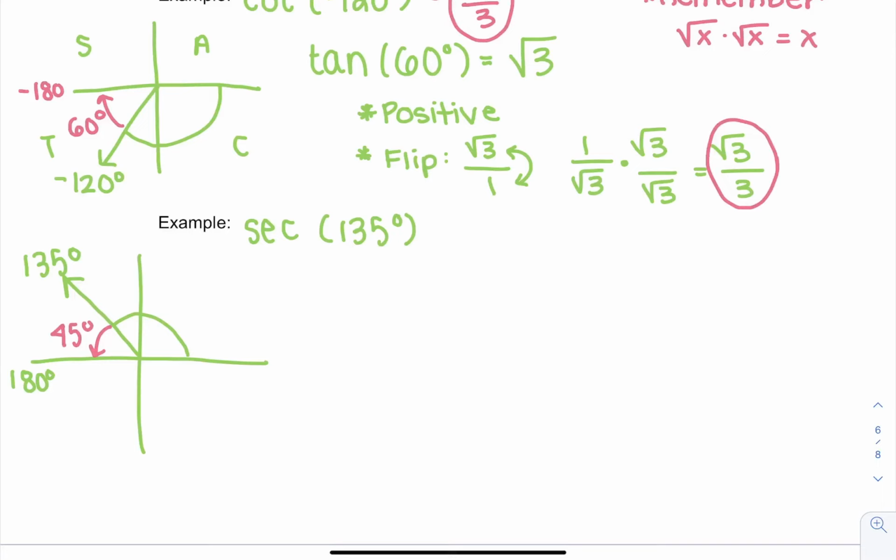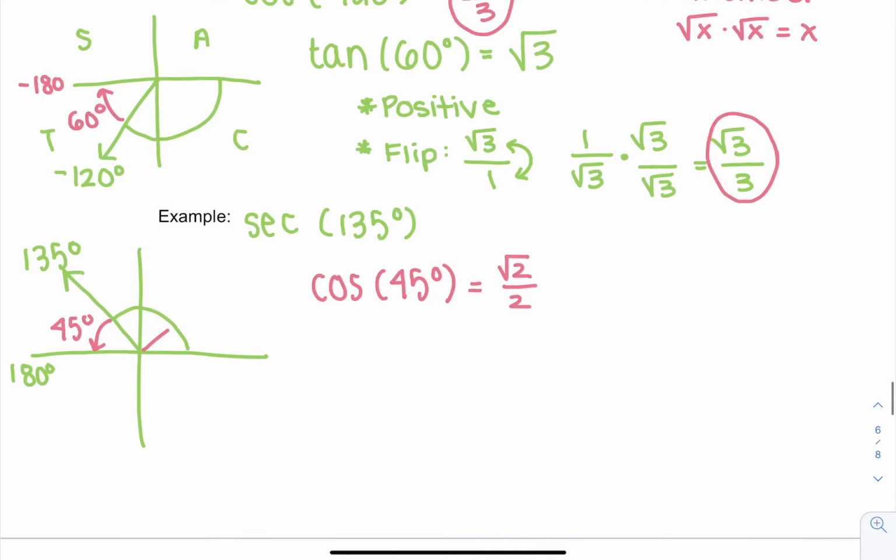So now I'm going to figure out cosine of 45 degrees because I don't know secant really. So cosine of 45 degrees is square root of 2 over 2. But remember, 45 degrees is right here, and I really want it to be over here. So what I'm going to do is figure out in this quadrant, is cosine positive or negative? Well, all students take calculus in this quadrant. Sine is only positive, so cosine is negative.